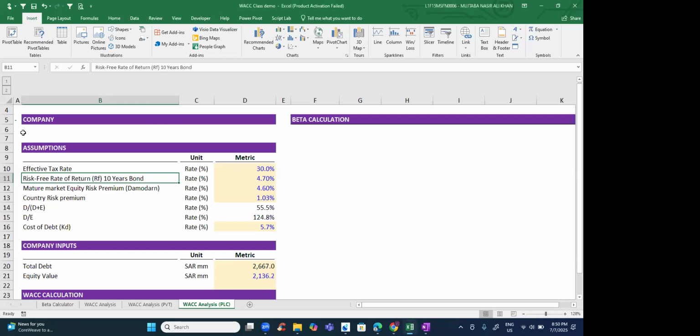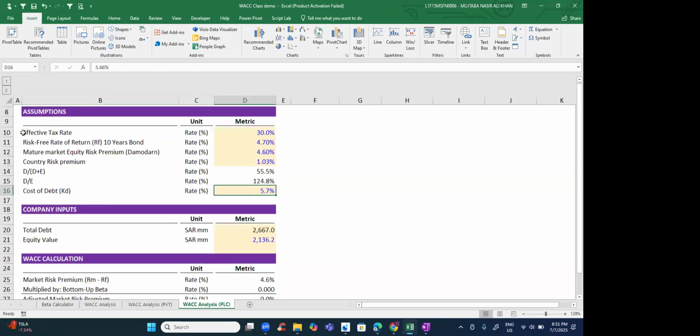Then the risk-free rate. I have taken the 10-year risk-free rate, 4.7. This is the US market. Market risk premium, 4.6%. Market risk premium or equity risk premium, both are the same. Country risk premium is 1.03. This is for Saudi Arabia. For Pakistan, it is much higher. Even for India, it is higher. Debt divided by debt plus equity is 15.5%. Debt over equity is 124.8%. And cost of debt is 5.7%.